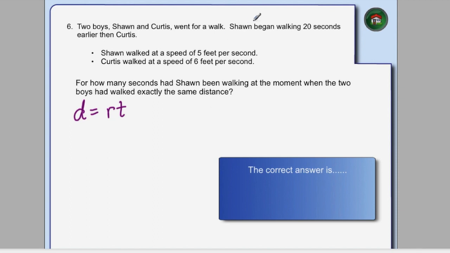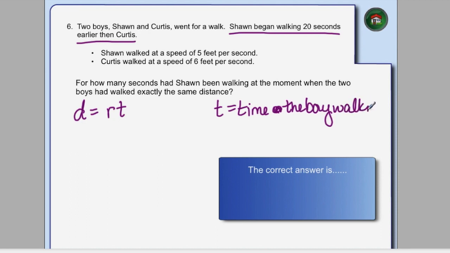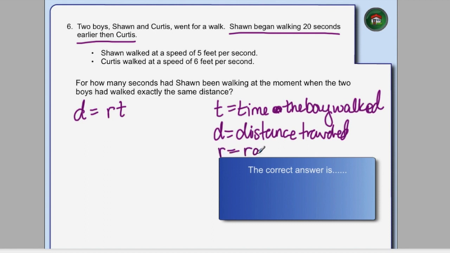Okay, so Sean began walking 20 seconds earlier than Curtis. So we know that Sean got a head start. So what we're going to do is write T equals the time that the boy walked. How long has the boy been walking? D is the distance traveled, and R is the rate.